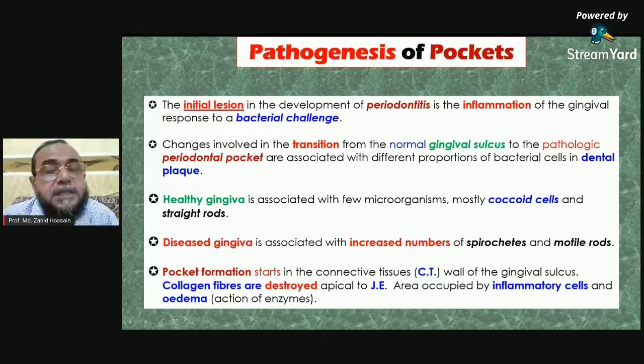Now, pocket formation starts in the connective tissue wall of the gingival sulcus, and collagen fibers are destroyed apical to the junctional epithelium. It means the junctional epithelium apical towards the root. Collagen is destroyed, and inflammatory cells and edema you will find.